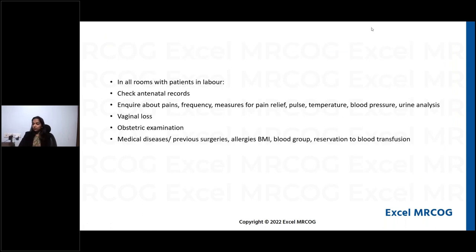If you do have time, since there are other things that you may not have said in each of the rooms, it may be important to say certain points in history because information gathering is a domain that is assessed. You can do this at the end of the labor ward board. You can say that in all the rooms with patients in labor, I would like to check the antenatal records because this is something you would do in every room. So instead of saying it in all rooms, you just say, I would check the antenatal records, inquire about pain, frequency, measures for pain relief, temperature, blood pressure, vaginal loss, do an obstetric examination, and things that we ask for in labor, medical diseases, previous surgeries, allergies, because you are not going to see allergies in each of the rooms, but it is important. So allergies, BMI, blood group, reservation to blood transfusion would be assessed in each of the rooms. So you can do this if you do have time in the end.